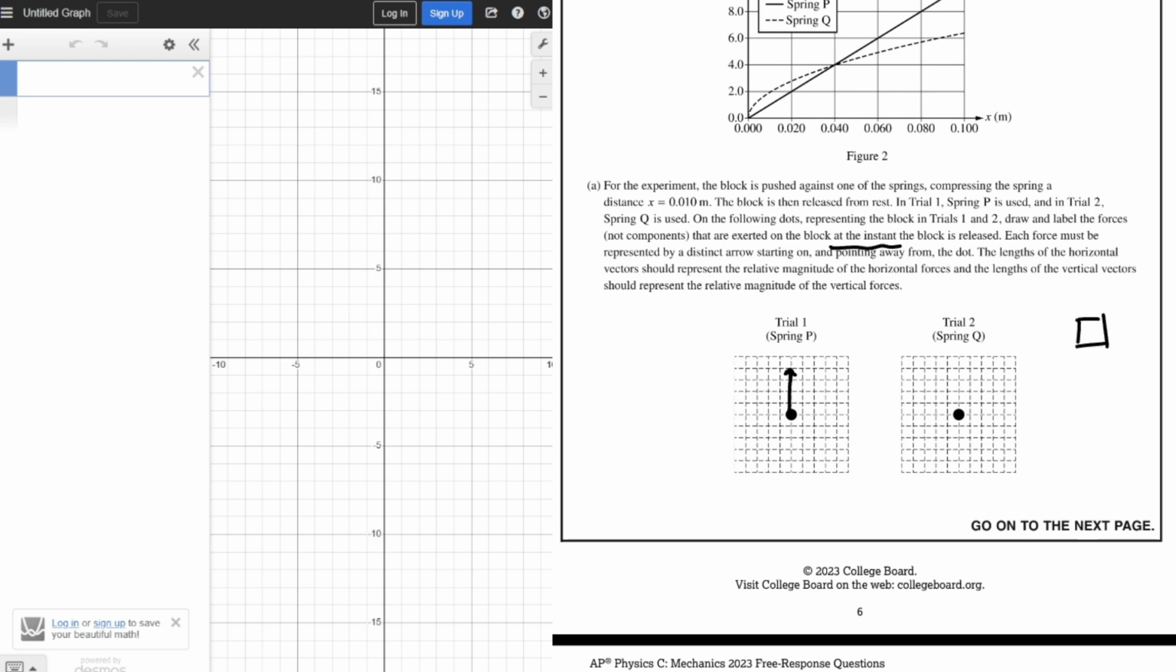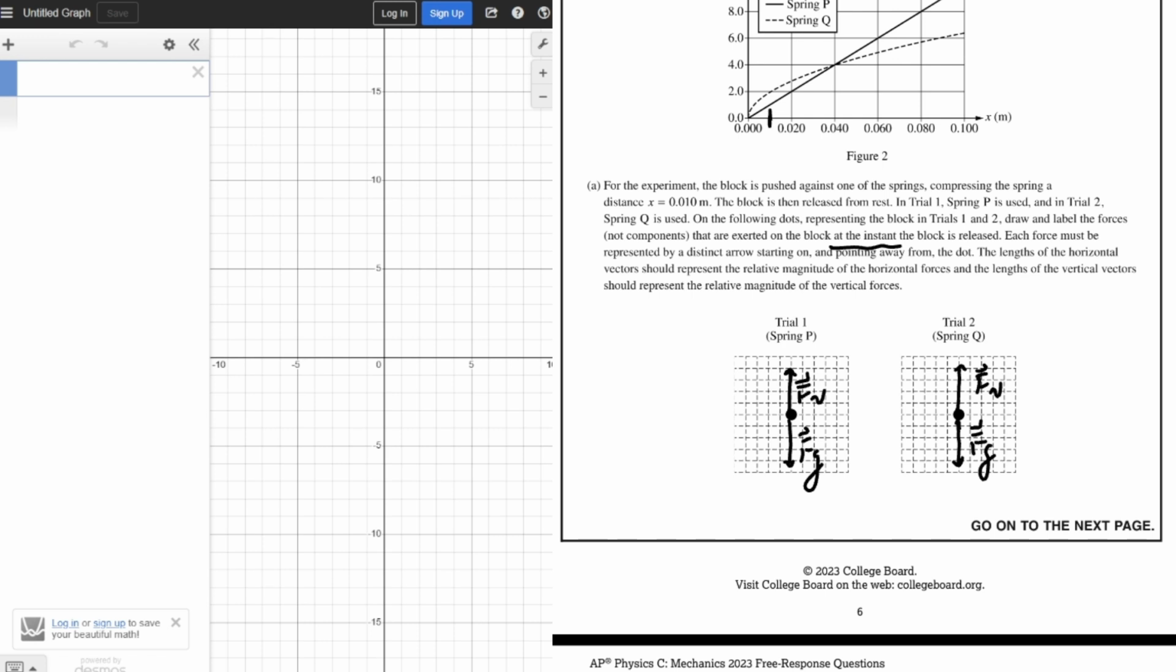First we're going to look at the blocks. In both situations, the blocks will be the same, so they'll have the same force of gravity. That means these two force of gravity vectors on both of these blocks should be the same length. And if gravity is the same, then the normal force also has to be of the same length. You can't leave one without the other unless you're on an incline. Now we're going to look at the springs themselves. For that, we're just going to reference the graph. That's why they gave it to us.